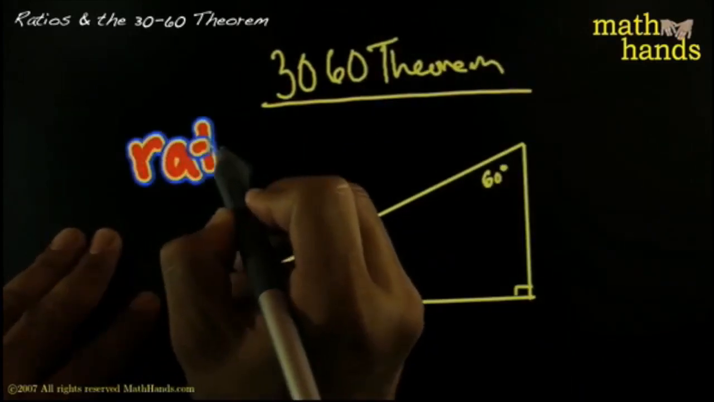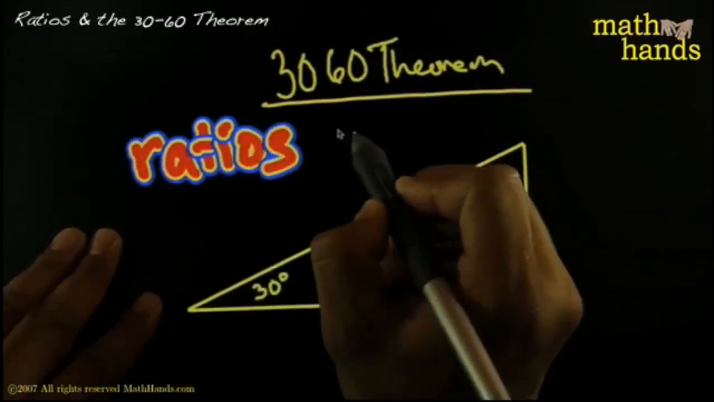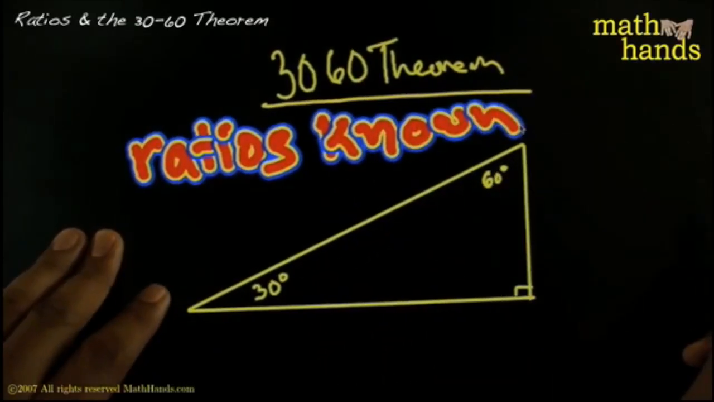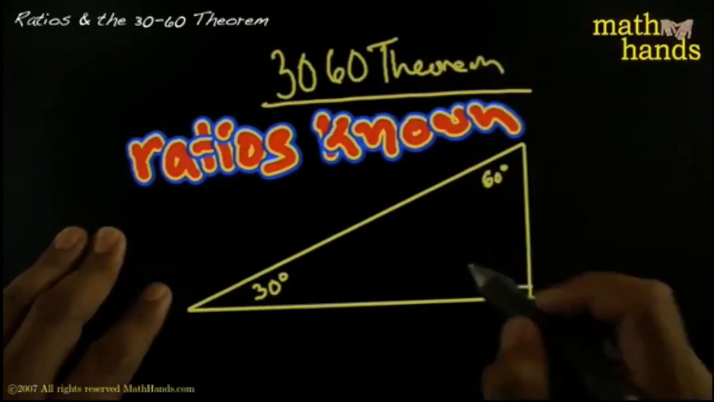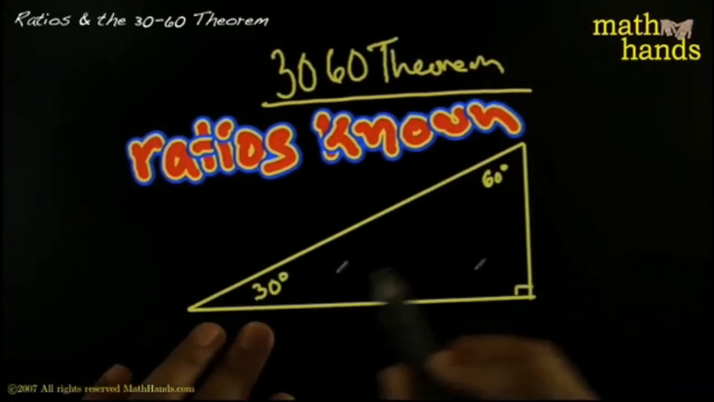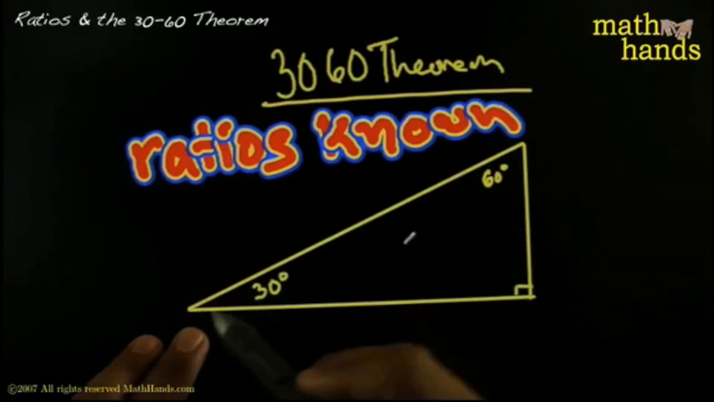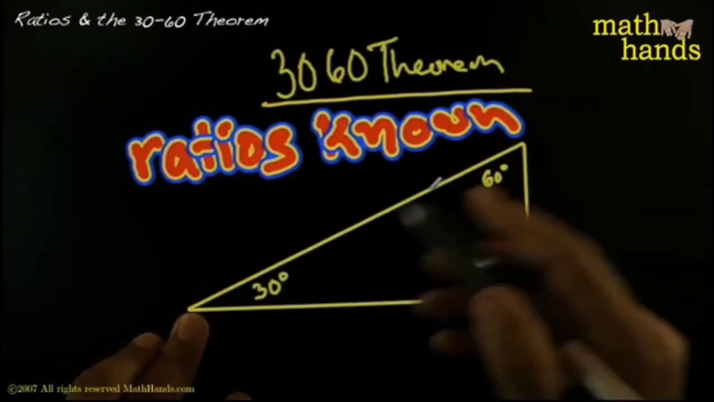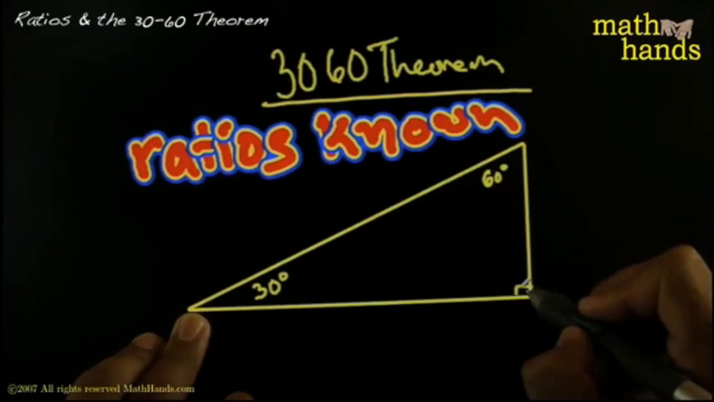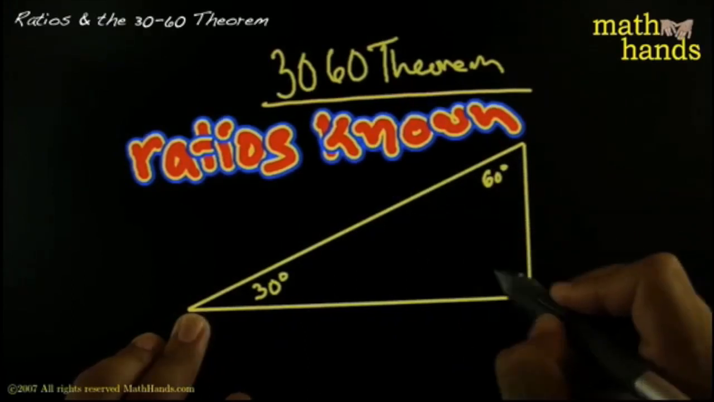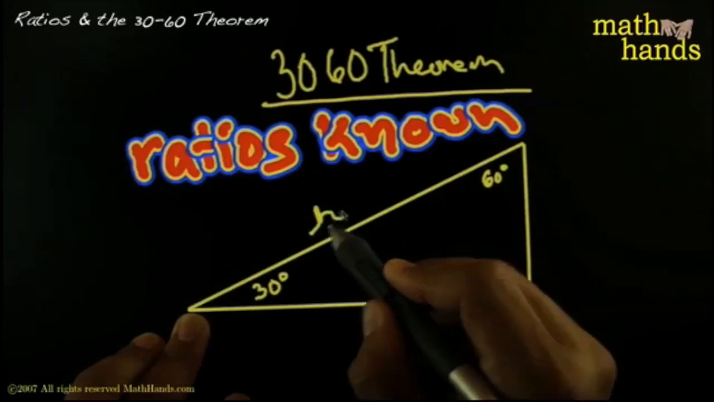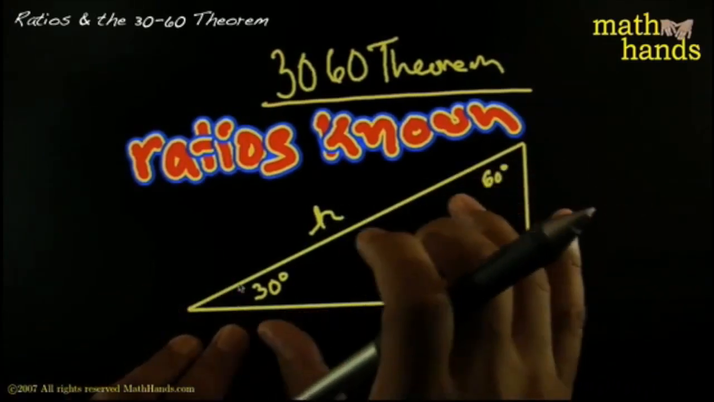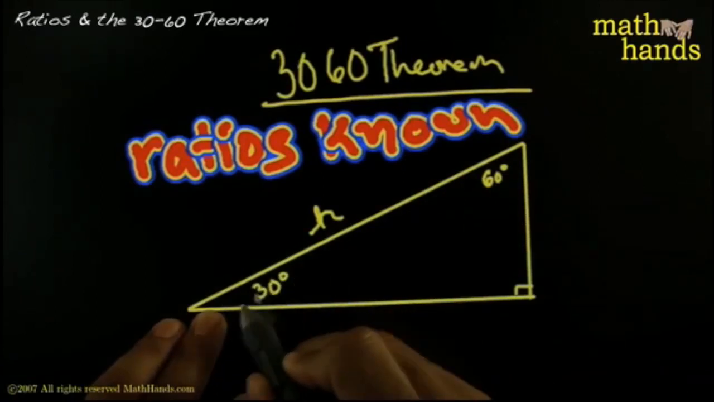Ratios are known. Take that. And here's how we know them. First of all, we're going to identify these sides here. All these triangles come with three sides usually. The one across from 90 degrees is always called the hypotenuse. Okay? That's tradition. Specifically for this triangle, for a 30-60 triangle, across from 30.